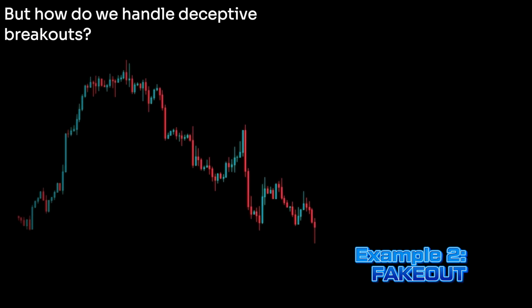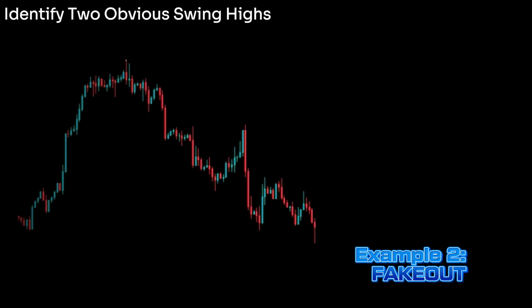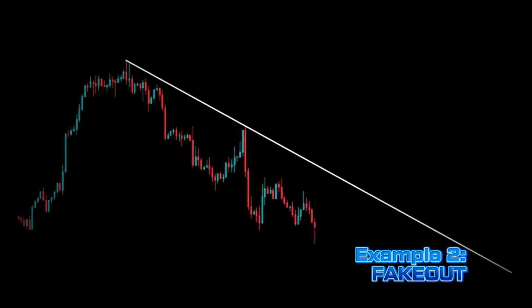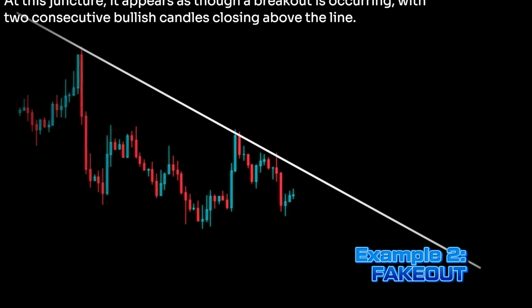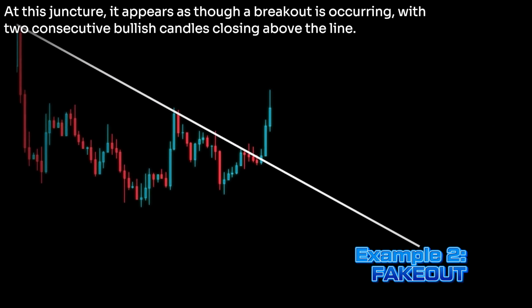Example 2. Fake out. But how do we handle deceptive breakouts? Here, we identify two obvious swing highs that can be linked together. As the price action unfolds, the market approaches this trend line for a third test. At this juncture, it appears as though a breakout is occurring, with two consecutive bullish candles closing above the line.